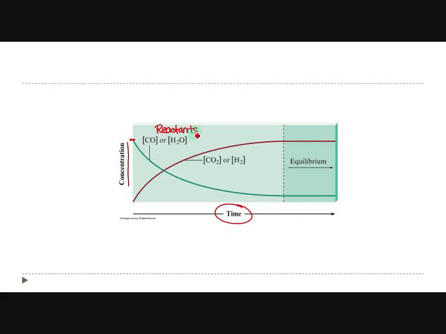And then the one that starts at 0 represents the products. Okay, so it makes sense that at the beginning, in that first box, A, we did not have any products, we only had reactants present, right? But then as time progressed, the amount of reactants goes down, and the amount of products starts to increase.